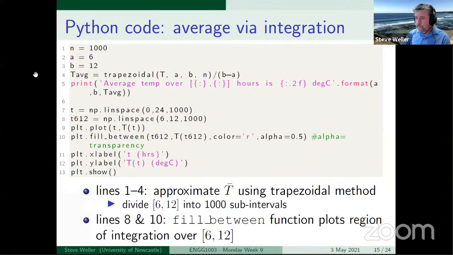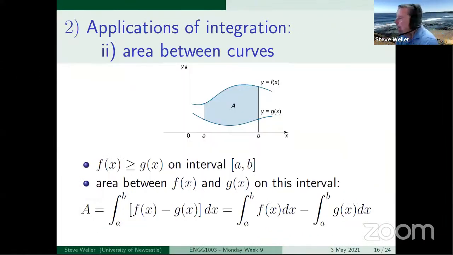Good. So we've looked at our first application and we computed the average. The second application I want to run through with you today is to compute the area between curves. So far we've looked at the area underneath one curve, but now we want to get a little bit more sophisticated and look at the area between curves. And I've got a generic example for you on the screen there now.